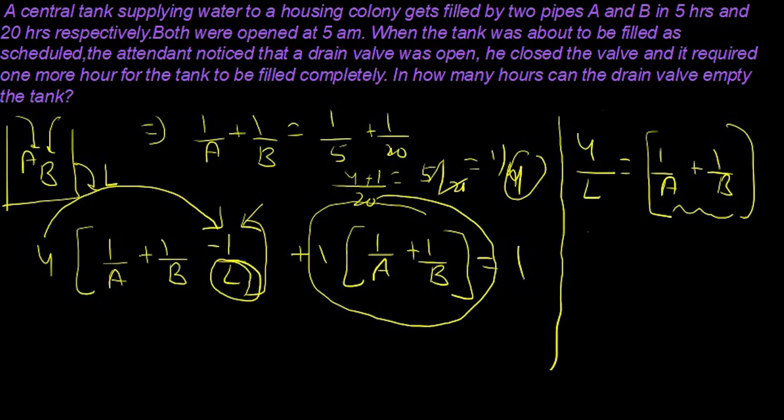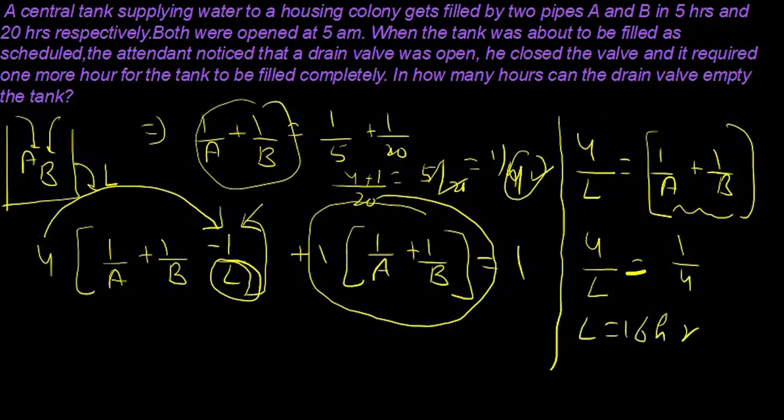Now we know the value of 1 upon A plus 1 upon B is 1 by 4. So you can straight away put the value 1 by 4. So the value of this leakage pipe is going to be 4 into 4, 16 hours. So I think this is a bit tricky question, not tricky actually. You can reduce calculation by this. Okay, so let's go to the next question.